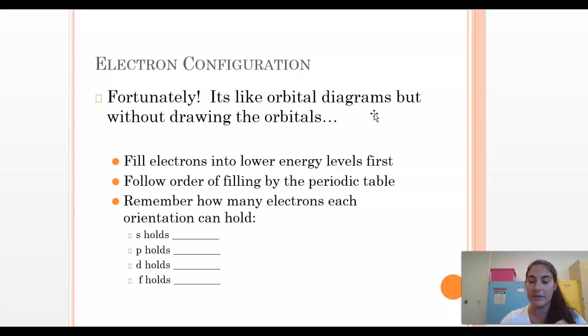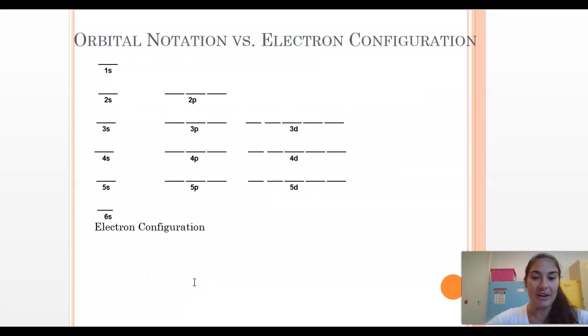So quick reminders here. Take a second to read this and fill it in, please. Okay, so hopefully you remember S holds 2, P can hold 6, D can hold 10, F can hold 14. Hopefully that's easy to remember. All right, so orbital notation versus electron configuration. So let's say we were talking about nitrogen, for example. Nitrogen is element number 7. So it's going to have 7 protons or electrons.